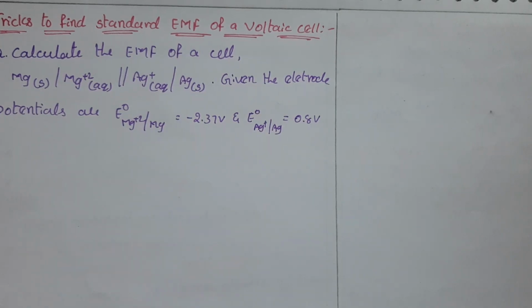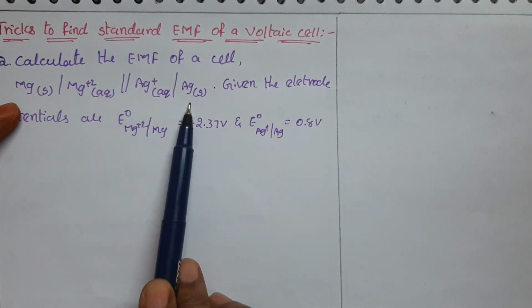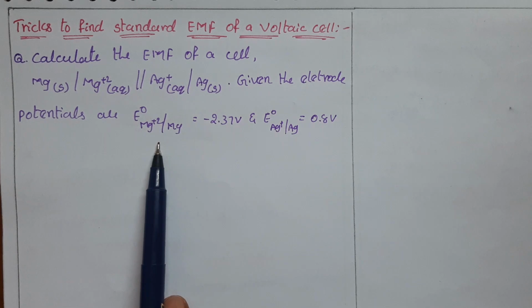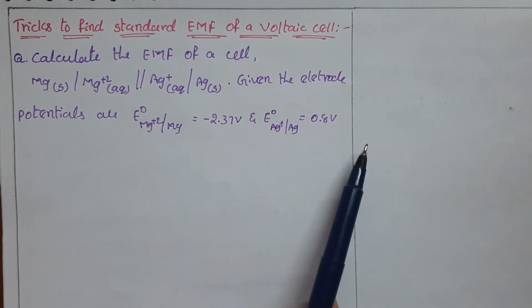In this video, I am going to give tricks to find the standard EMF of a Voltaic cell, with problems from electrochemistry of class 12. Now let us start the class. So this is the question. Calculate the EMF of a cell. The cell representation is given, and the electrode potentials are given: E0 magnesium is minus 2.37 volts and E0 silver is 0.8 volts.